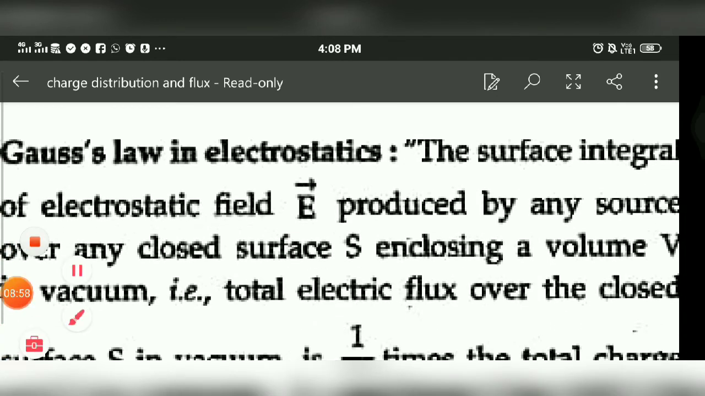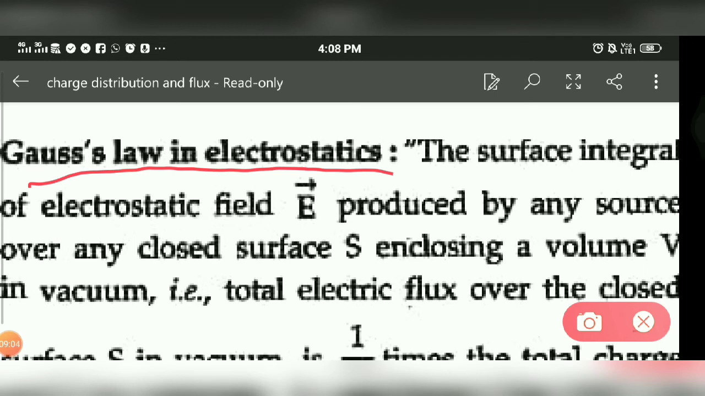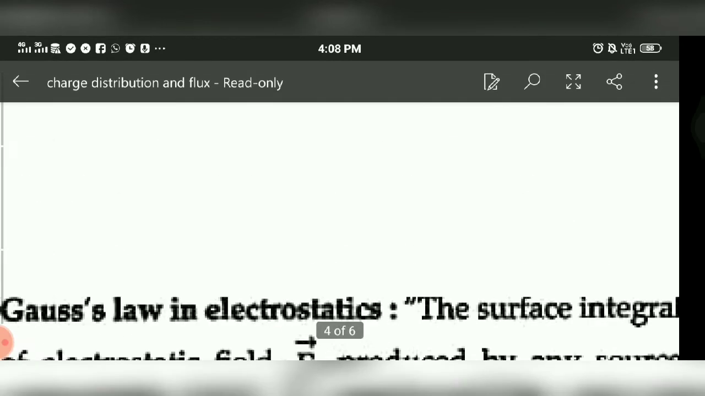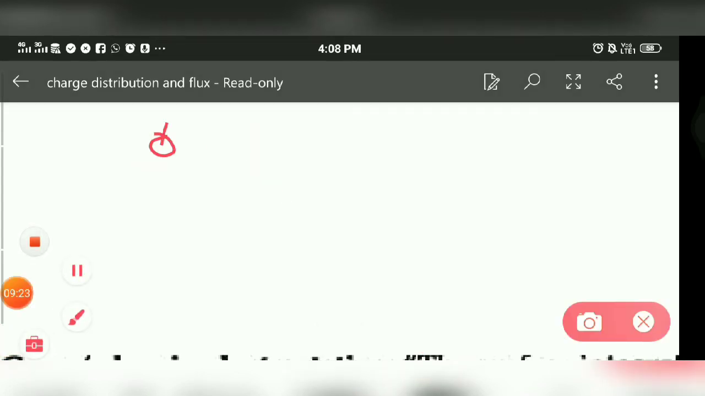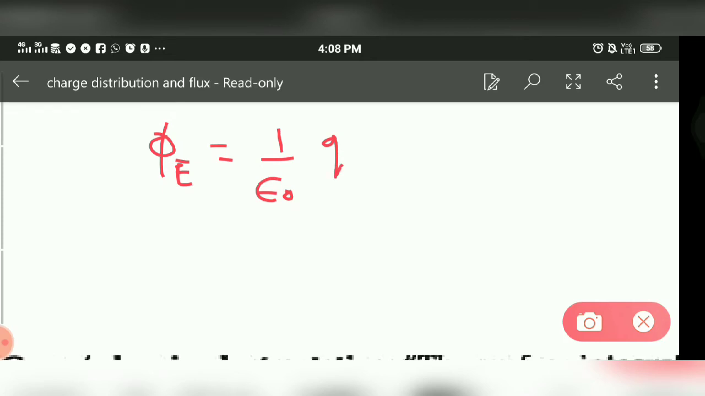Now next is Gauss law of electrostatics, the most important topic of this unit. What does it state? Gauss law of electrostatics states that the electric flux through a closed surface enclosing a volume V, once again I'm repeating, is equal to 1 by epsilon naught times the charge enclosed in the system. So phi is equal to Q by epsilon naught.